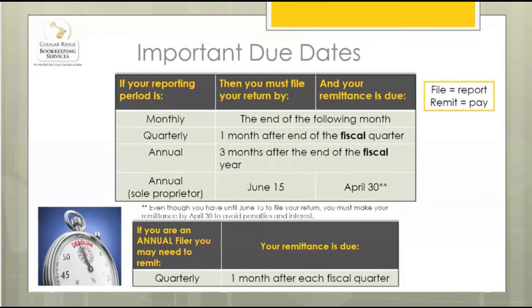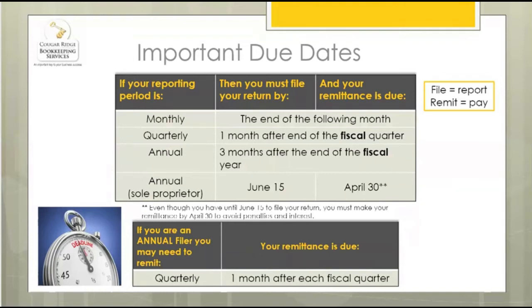If your reporting period is quarterly, which is the typical, then you have until 1 month after the end of that fiscal quarter. So if you have been assigned the quarter of January through March, so January 1st to March 31st, you have until 1 month after, April 30th, in order to file and to remit.